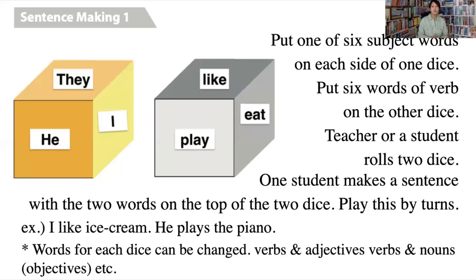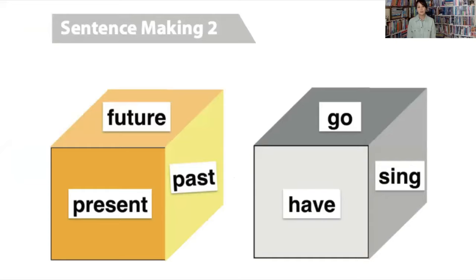And next one, not only making subjects and verbs, we can use it for the tenses. This is future, past, present, and go, sing, have. We put future, past, present, two for each. Then two futures, two pasts, two presents. So students who studied past tenses or future tenses, when you teach present tense, they answer present tense all the time.